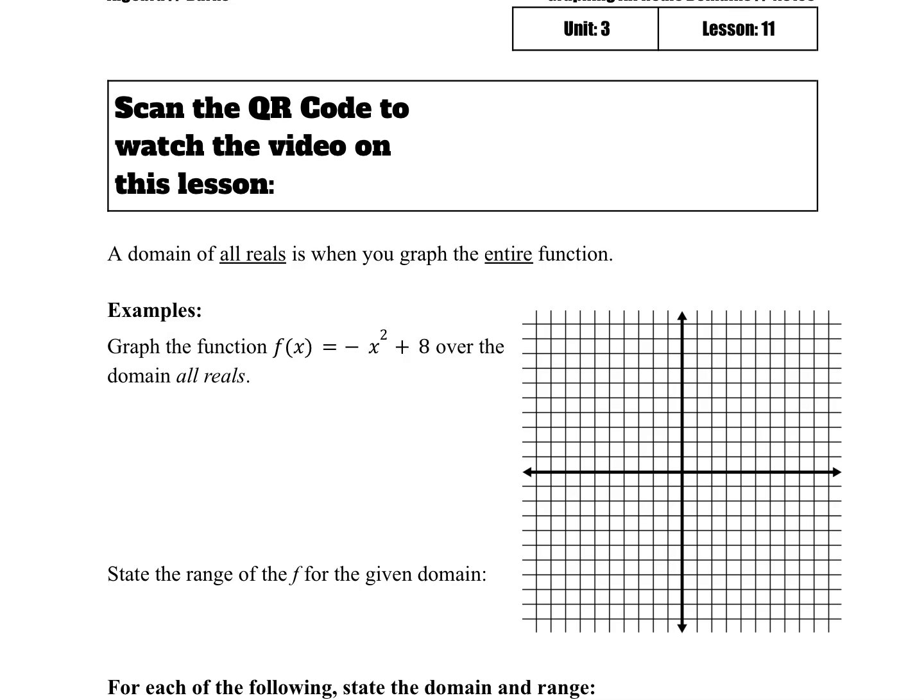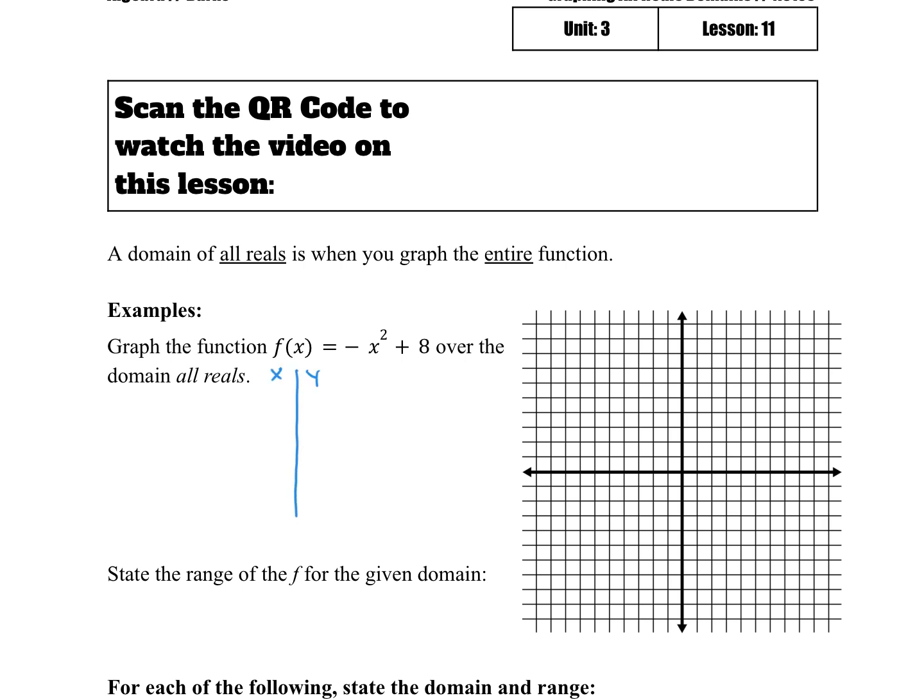Okay, so the last type of graph that we're going to look at here is when we're graphing over a domain of all reals. And that's where we're going to graph the entire function. Nothing is taken out, no open and closed circles. We're going to have arrows on things. And so that's what's going on. So we're going to start the same way we always do.